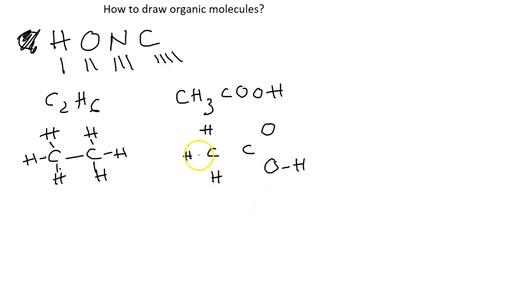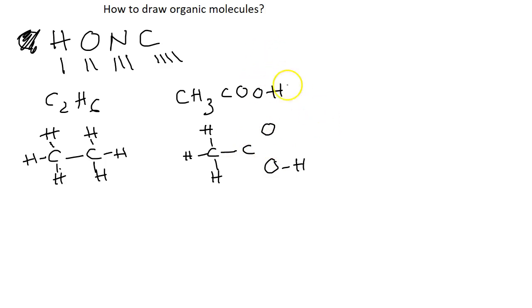So the first part is pretty straightforward. Hydrogen can have one bond, so it bonds with this carbon like so, and this carbon bonds with the other carbon, so this carbon has 1, 2, 3, 4 covalent bonds. It's set. Now the question is, how do we decide how these things are going to bind to each other?